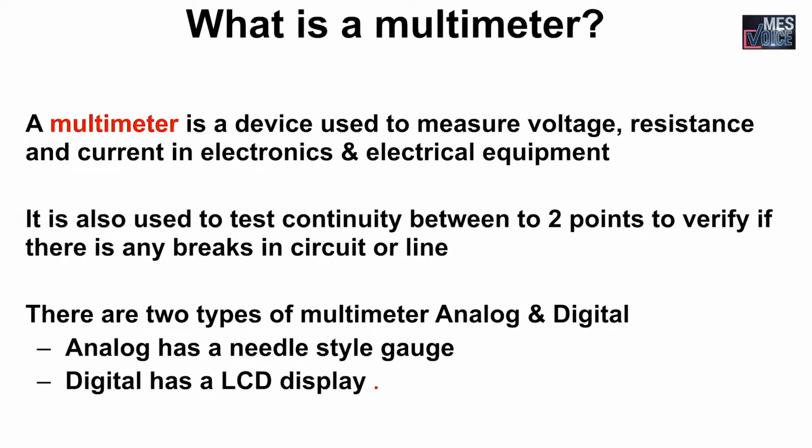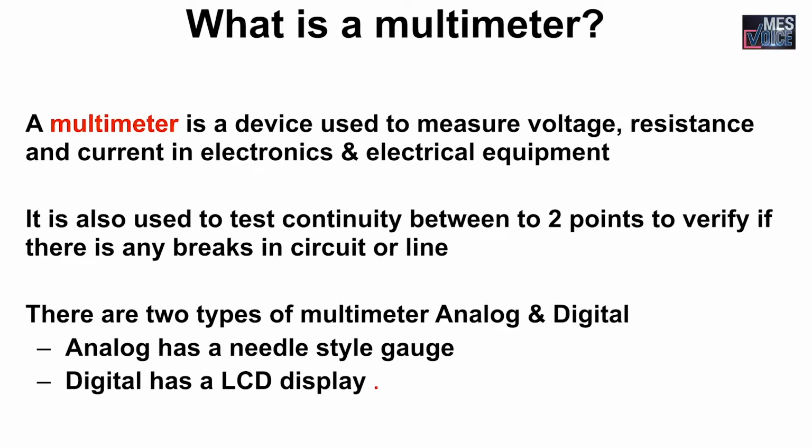Let us discuss how to use a multimeter. What is a multimeter? A multimeter is a device used to measure voltage, resistance and current in electronics and electrical equipment. It is also used to test continuity between 2 points to verify if there are any breaks in a circuit or line.